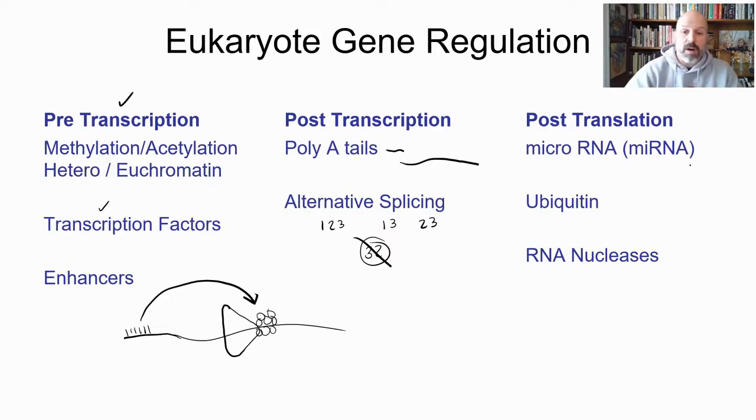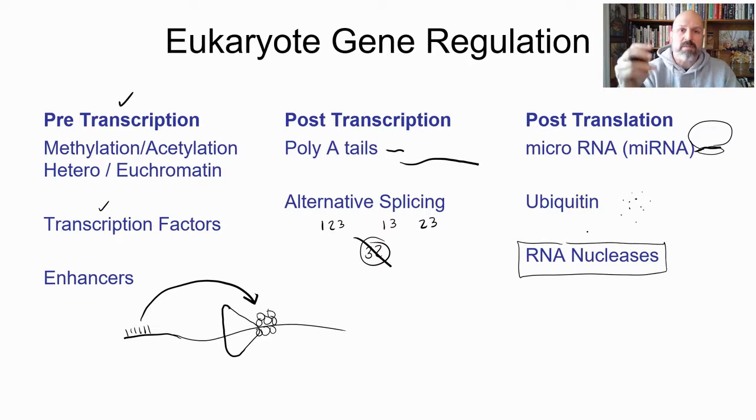Post-translation, microRNAs that get inside the ribosome and block further translation. Ubiquitin are proteins that mark excess proteins for death. And then RNA nucleases are rattling around everywhere. They're ready to break down free RNAs that don't have a poly A cap.